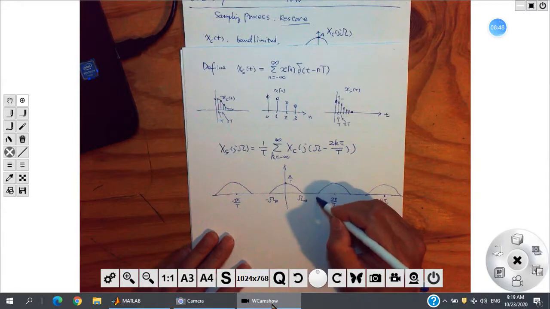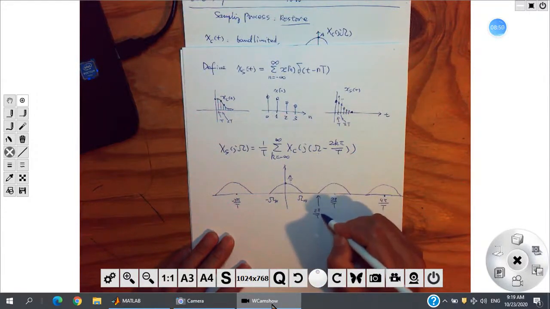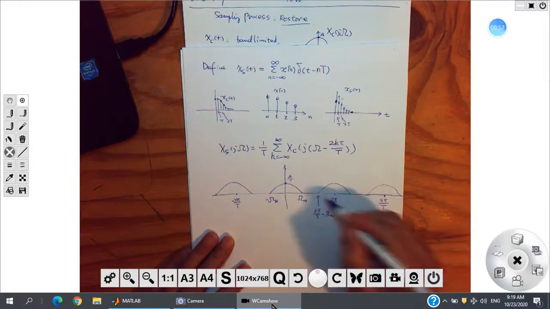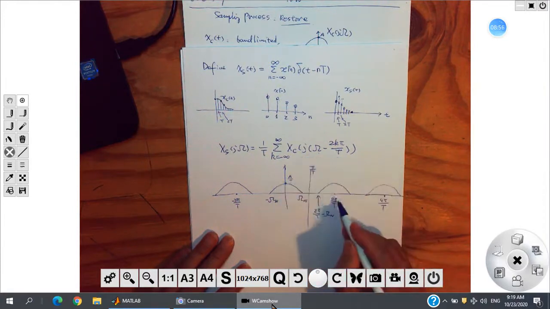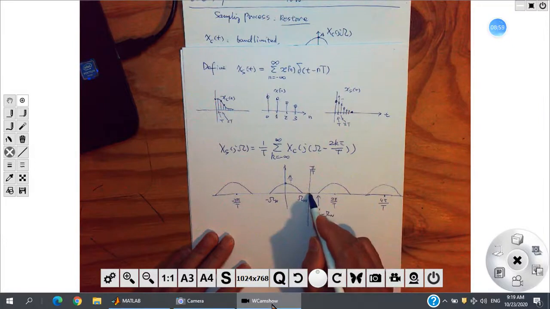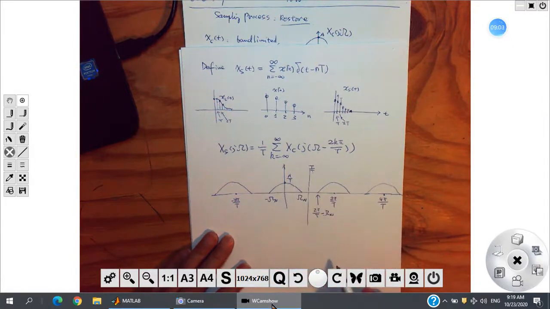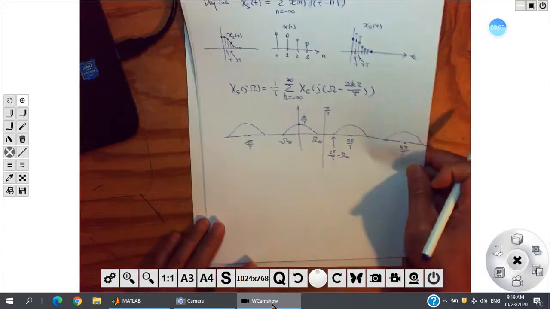This will be 2 pi over T minus omega n, right? And this is the center. The center will be pi over T, right? Here's 2 pi over T. The center will be pi over T, the center of this interval. All right. Then we just restore.